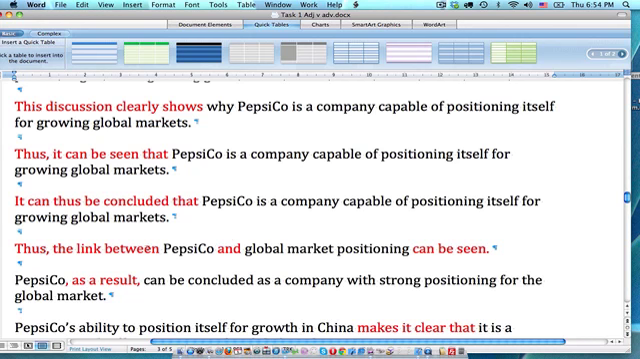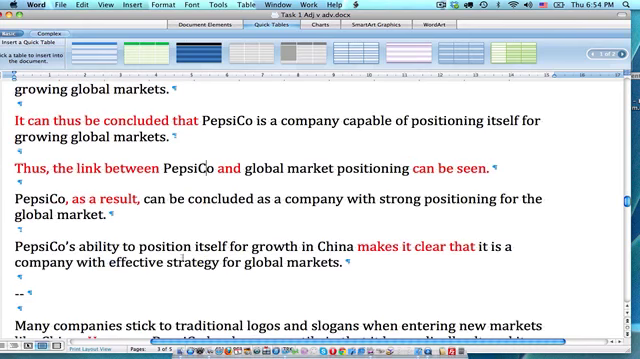This is a very logical way to structure a sentence. So if you're trying to prove that something is affected by or directly linked to something else, then a sentence like this works perfectly. And you can apply this right to your writing. So you just take the two elements that you're looking at and plug them into this sentence. PepsiCo, as a result, comma, can be concluded as a company with strong positioning for the global market.